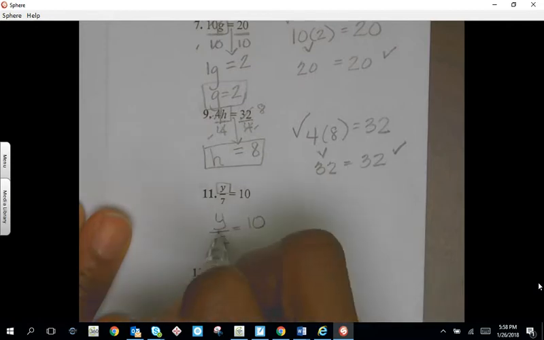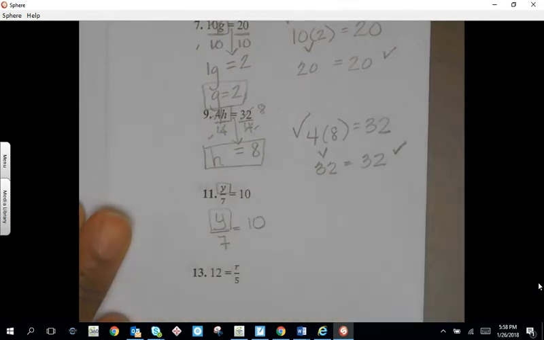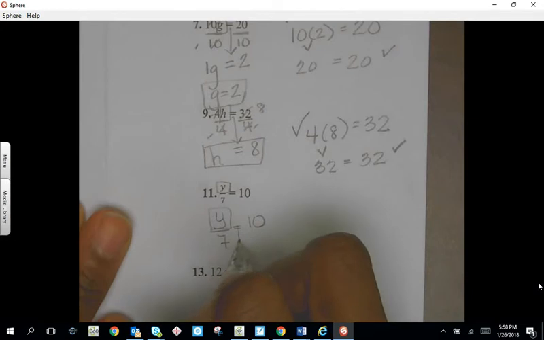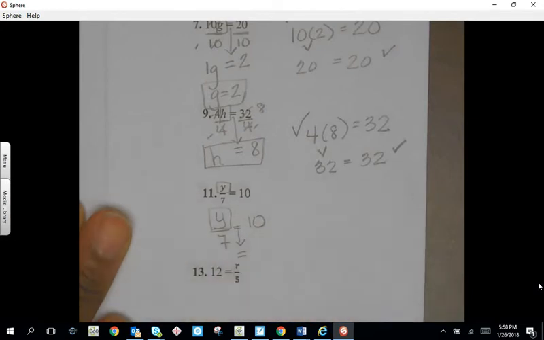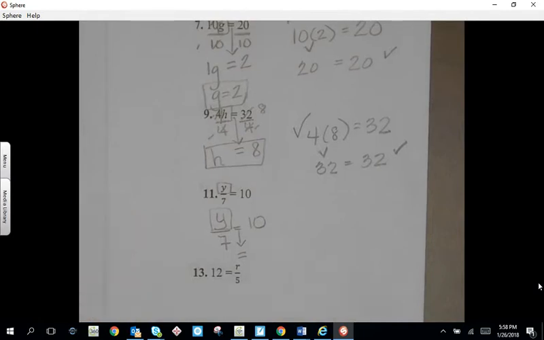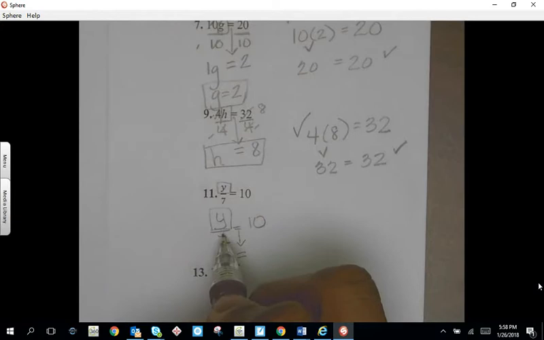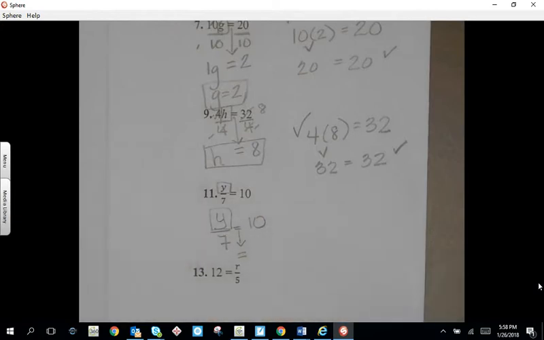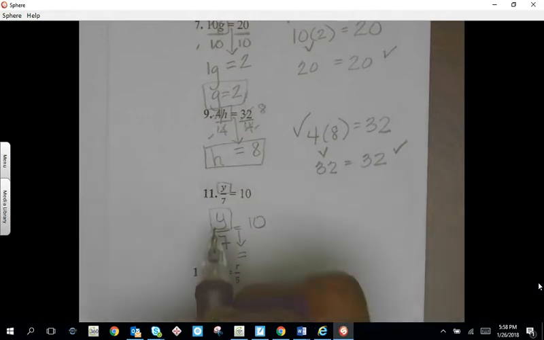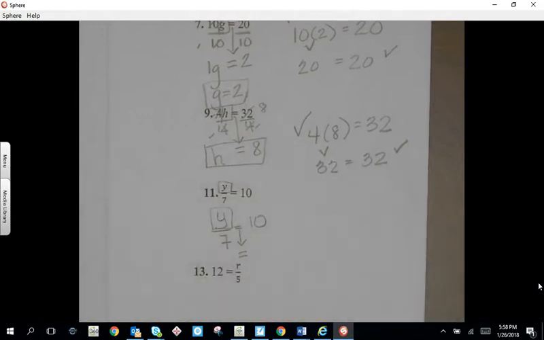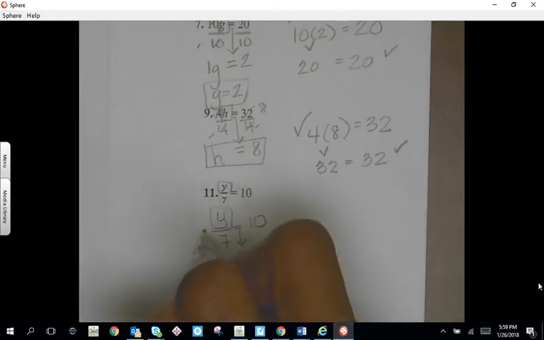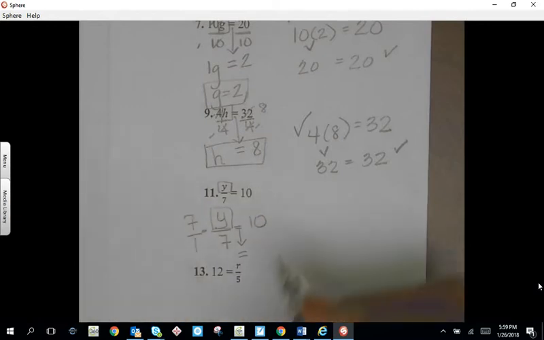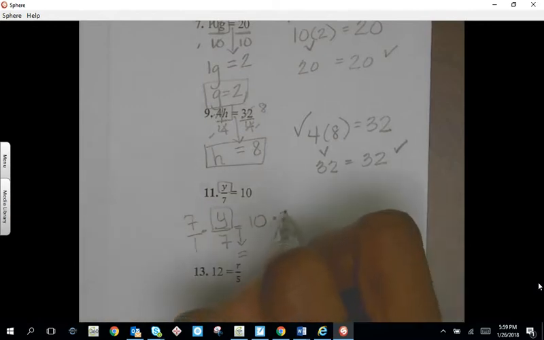So I have my variable. I put a box around it. Make an equal sign. Now, here's what I want to do. Remember step 3, I want to do the opposite operation. So if this is division, the opposite operation is multiplication. So I need to multiply. And here's the trick. I'm going to multiply by whatever number my denominator is. Because remember, when we're multiplying fractions, that whole number looks like that. So I'm going to multiply 7 on both sides.